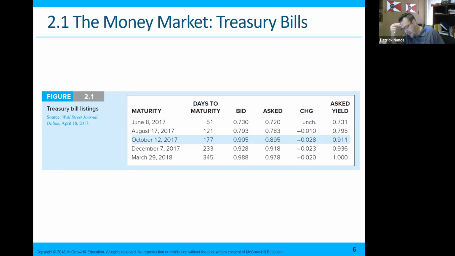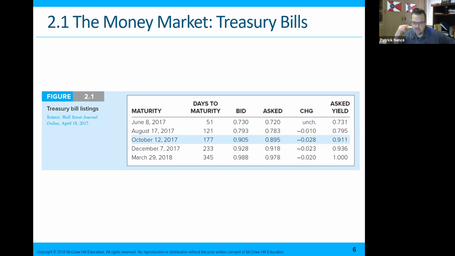It doesn't show the math here, but the math is in your chapter on pages 27 and 28. It talks about how to figure out the bank discount method on something like this. They use the October 12th maturity, in the last paragraph of page 27 and over to 28. For example, the October 12, 2017 bill has 177 days to maturity. That means in 177 days, they're going to pay back the par value. The yield under the column labeled ask is 0.895. This means the dealer is willing to sell the bill at a discount from face value of 0.895.